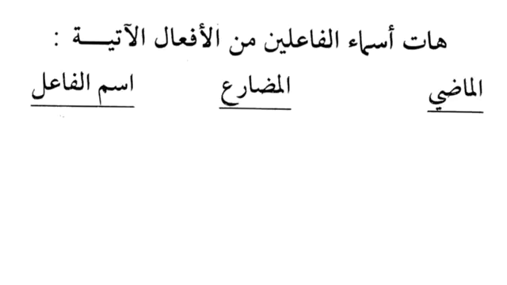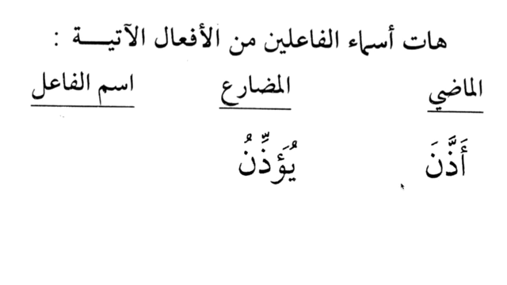So we have madi, mudari', and we need to give ism fa'il. Let's see the examples. Azzana, yu'azzinu. So what will be the ism fa'il, changing it to mu? It will be mu'azzinun. Because it is a noun, it can end with tanween, whereas the fi'l cannot end with the tanween. Always remember that.